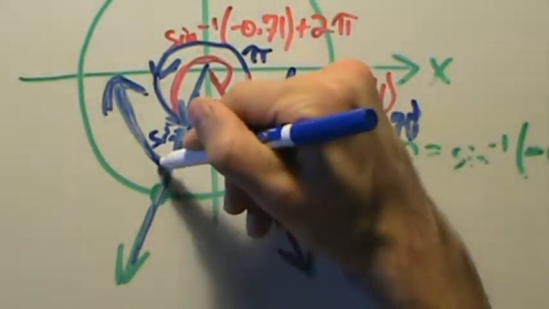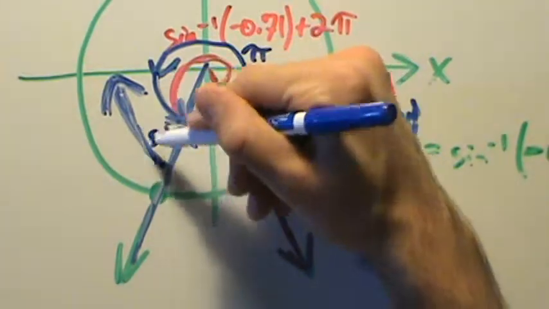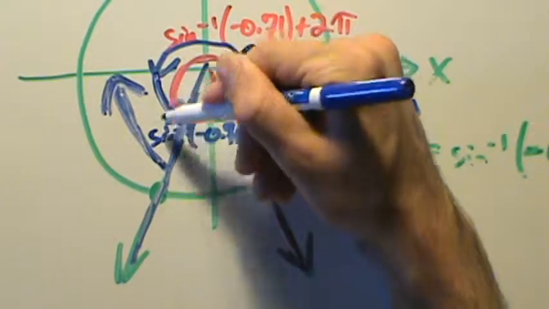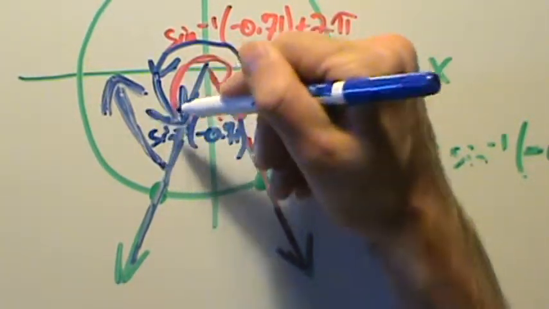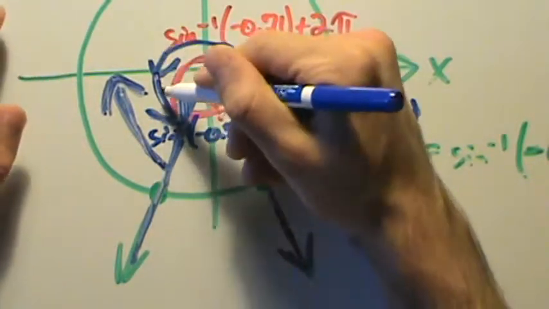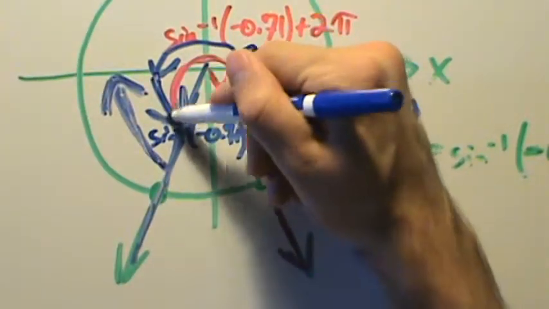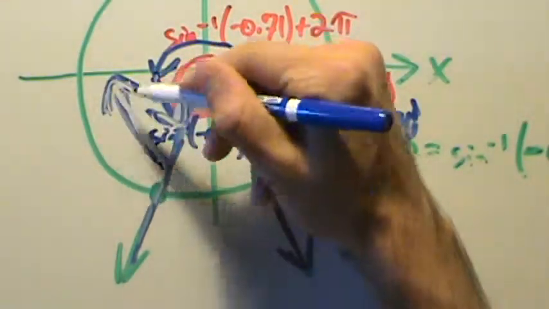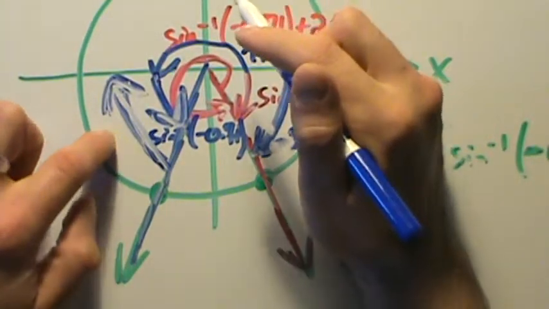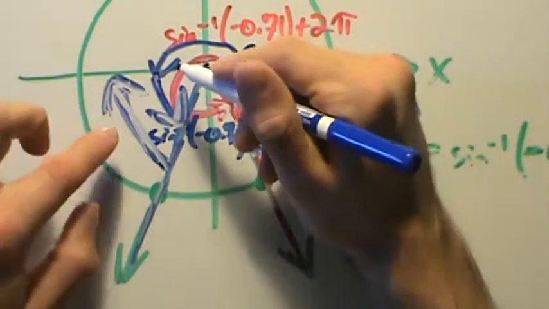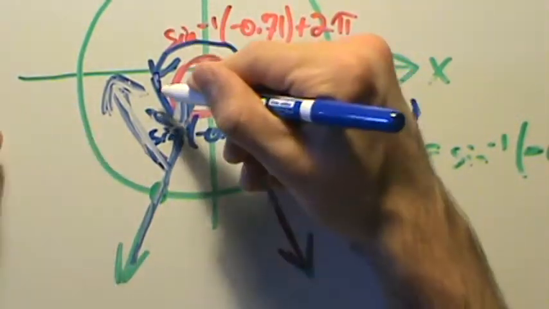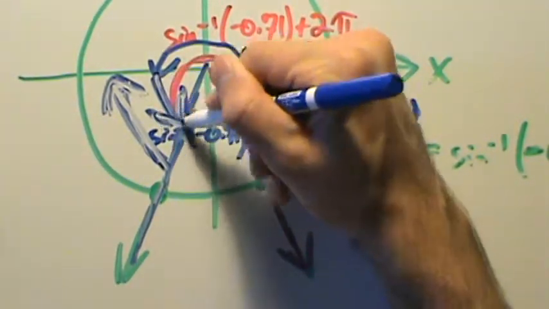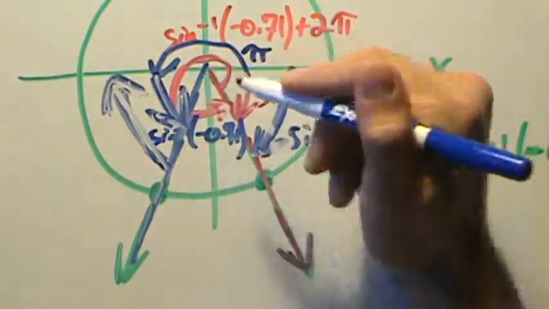So this angle and this angle are exactly the same. This angle here is exactly the same as this angle, but it goes in the opposite direction. So they're the same size, but they're just negatives of each other. These two angles here are negatives of each other. So if this one is positive inverse sine of negative 0.71, then this angle is the negative inverse sine of negative 0.71.